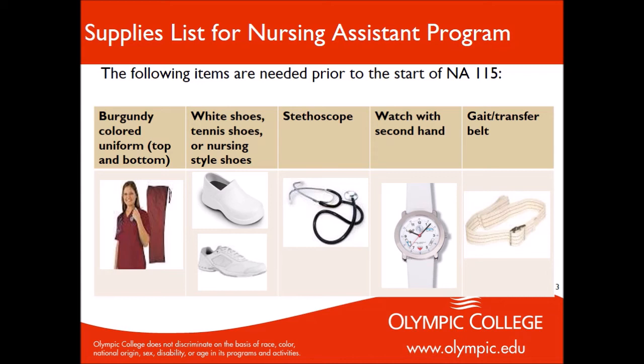Let's say they were a pair of white Nikes with a blue swoosh, that would be fine. We'd allow that. You'll need a stethoscope to practice blood pressures. You'll need a watch with a second hand to practice pulse and respirations, and to time the amount of time it takes to wash your hands.